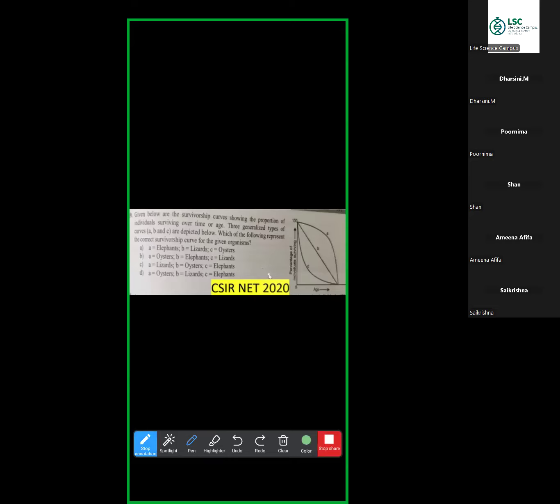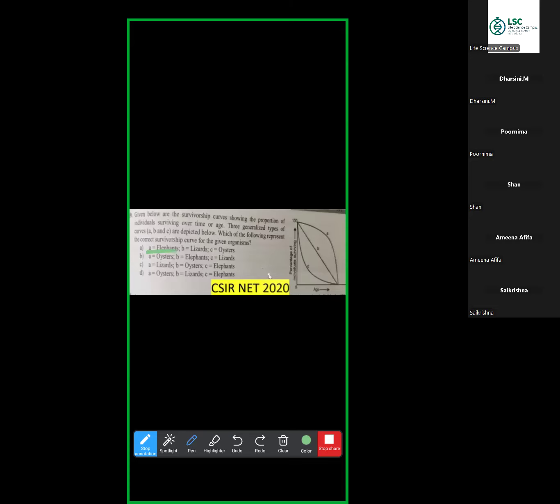So I will explain this question. Given below are the survivorship curves showing the proportion of individuals surviving over time or age. Three generalized types of curves A, B, and C are depicted below. Which of the following represent the correct survivorship curve for the given organism? So in this case, we have to find out A, B, and C. How to correctly match. So in option A, they have given A is equal to elephants.